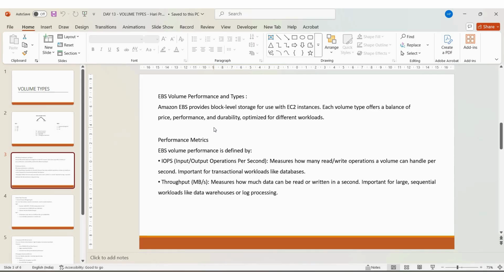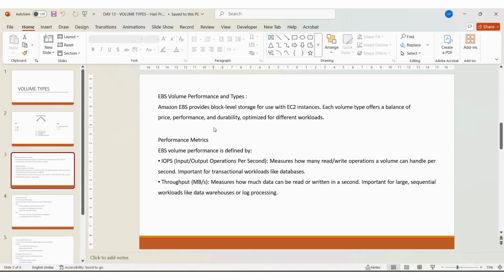Then throughput is also called bandwidth, measured in MBps. It measures how much data can be read and written in a second. It's important for large sequential workloads like data warehouse or log processing. A data warehouse is also called big data, where gigabytes to terabytes of data can be saved in the warehouses.